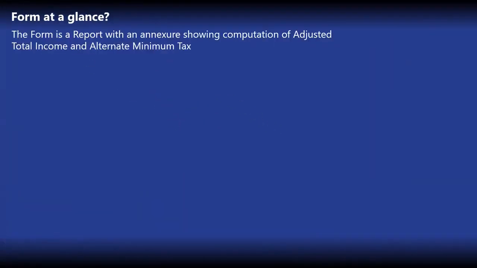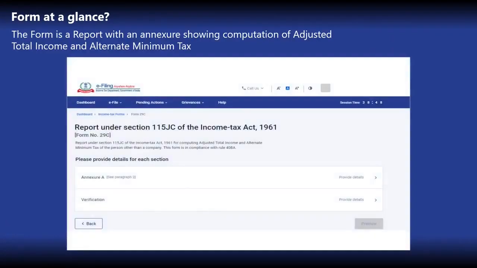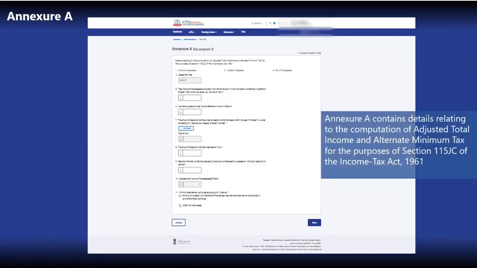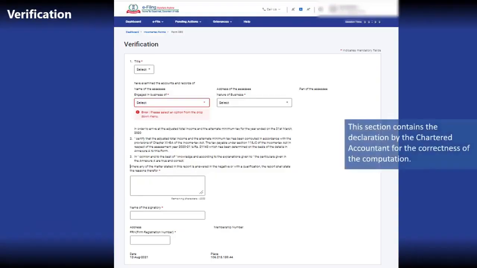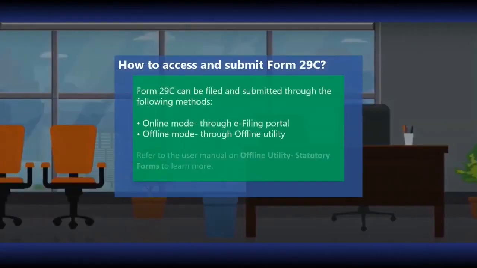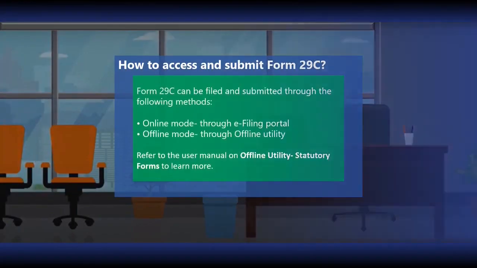Let us look at the form at a glance. The form is a report with an annexure showing computation of adjusted total income and alternate minimum tax. It has Annexure A and the verification section. Annexure A contains details relating to computation of adjusted total income and alternate minimum tax for the purposes of Section 115JC of the Income Tax Act. The verification section contains a declaration by the chartered accountant for the correctness of the computation. The form can be filed and submitted through online mode and through offline utility.